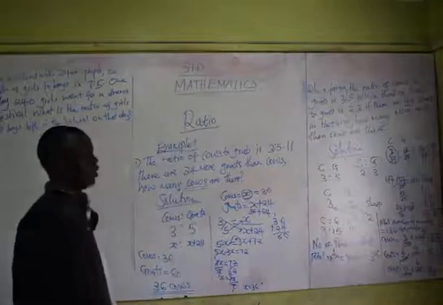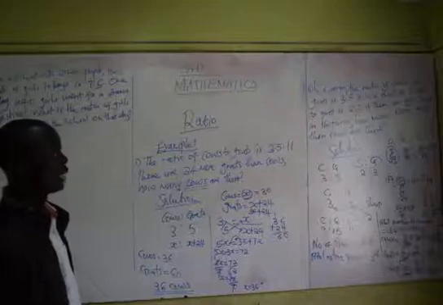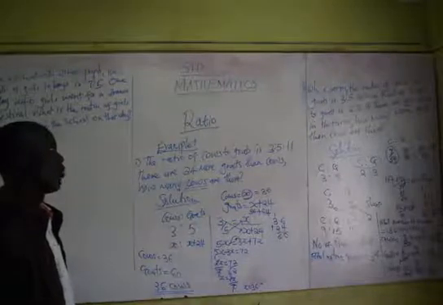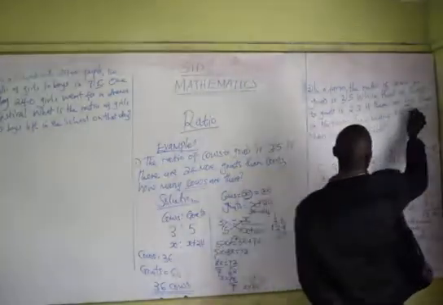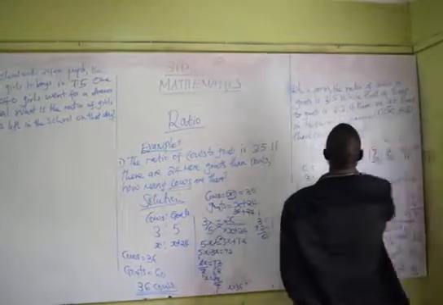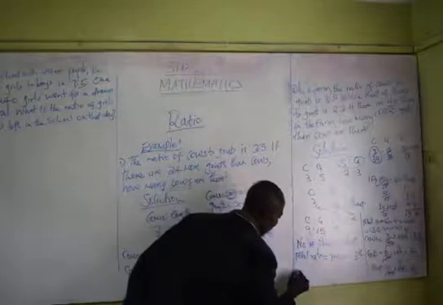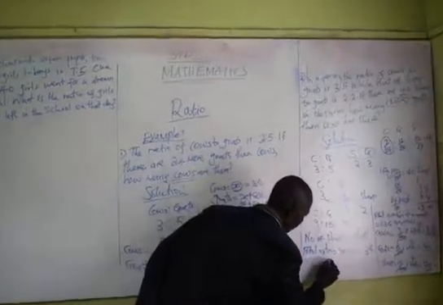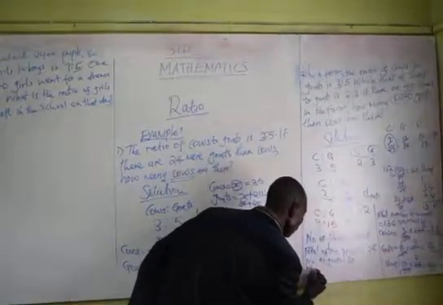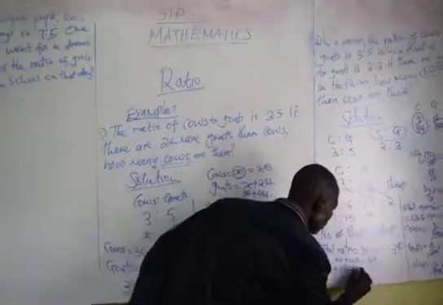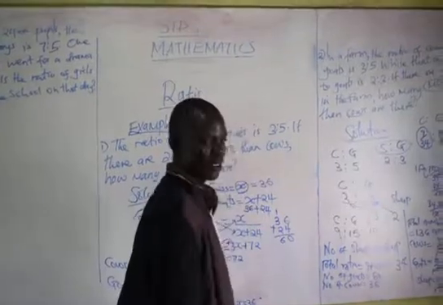But now let's look at the question. The question says, how many more goats than cows are there? So the word more implies subtraction. So let's look at the number of goats. The number of goats was 60. The number of cows was what? That's 6. And I've said the word more implies the difference, which is subtraction.